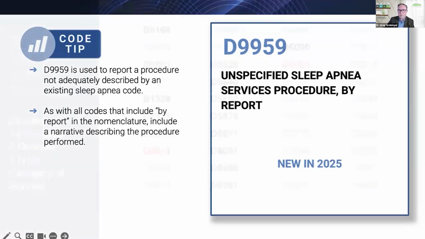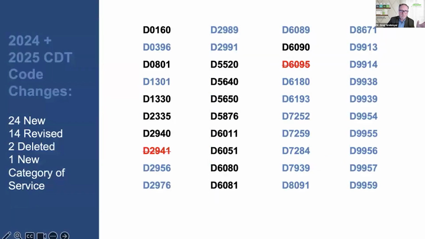So with that, we're kind of wrapping up here. Here's a combination, just looking at how many changes there's been. This is just this year and last, okay? 2024 and 2025, 24 new codes in the last couple of years, 14 revised, 2 deleted, 1 whole new category of service. So that's a total of 40 changes plus a category of service just in the last 2 years. Make sure you're staying up to date on those resources.